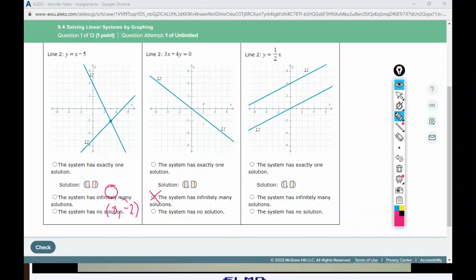Okay. Go ahead and ask me. Are we going to be plotting them, or are we just going to? You will be graphing some of them. This is just one type of problem.